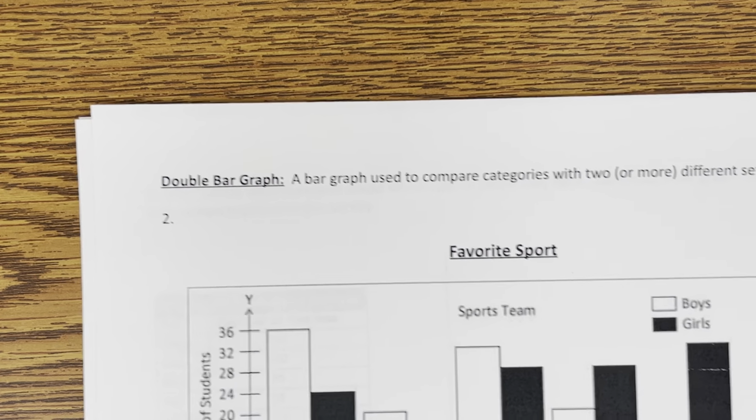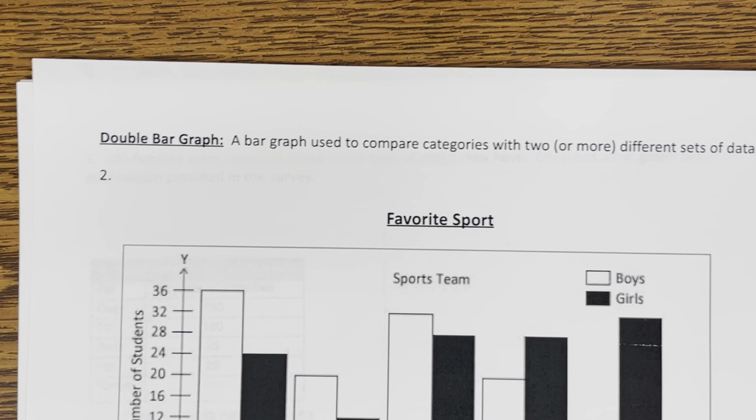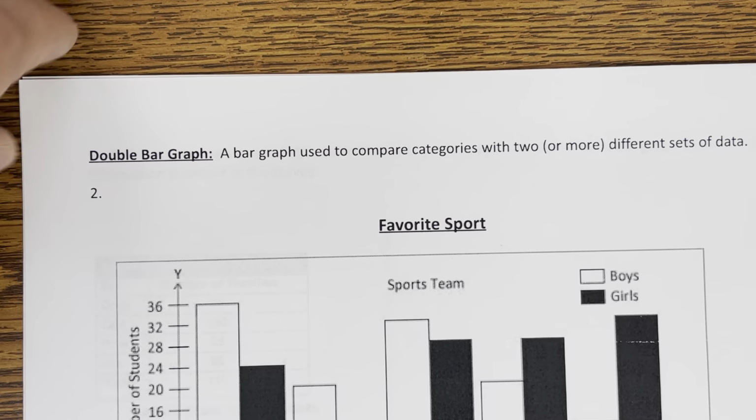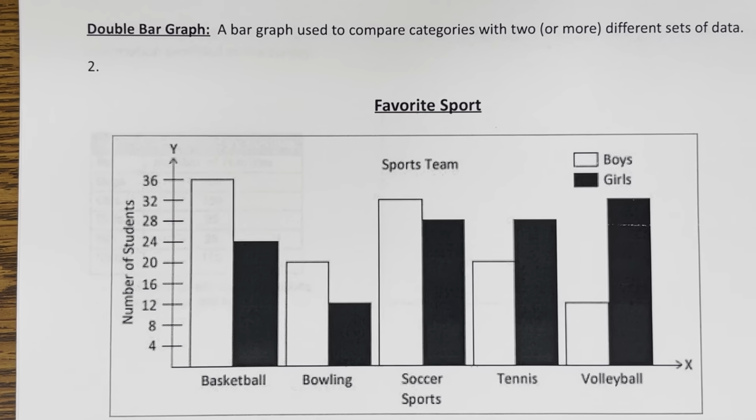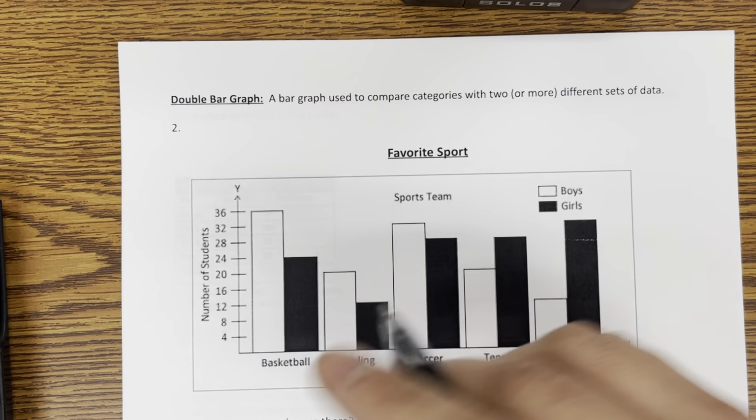And here we have a double bar graph, and the double bar graph is used to compare categories with 2 or more different data sets. So the first couple things I want to do is I just want to fill this in so it's a little easier for me to read. It appears as if we have the number of students choosing their favorite sports. I need to fill in the values here.